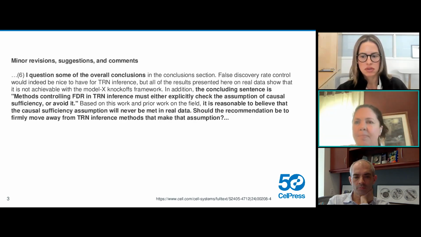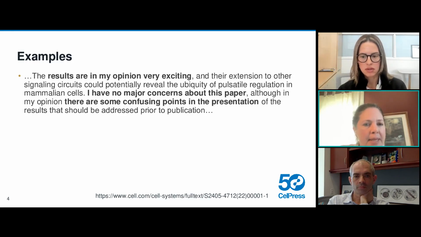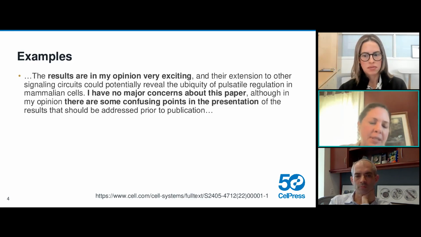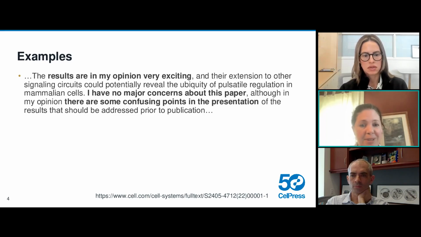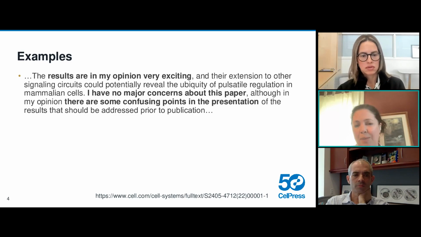Okay. I'm looking at the time and I'm thinking, okay, we can do this one and then maybe we'll skip the following one. But here's the last one. The results are, in my opinion, very exciting, and their extension to other signaling circuits could potentially reveal the ubiquity of pulsatile regulation in mammalian cells. I have no major concerns about this paper, although in my opinion, there are some confusing points in the presentation of the results that should be addressed prior to publication.